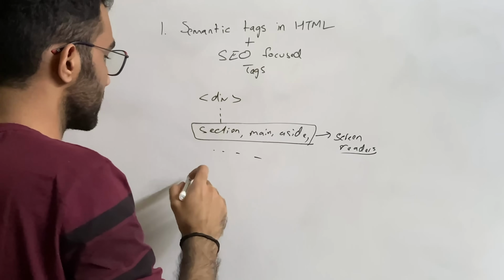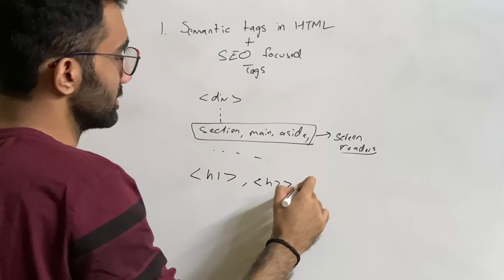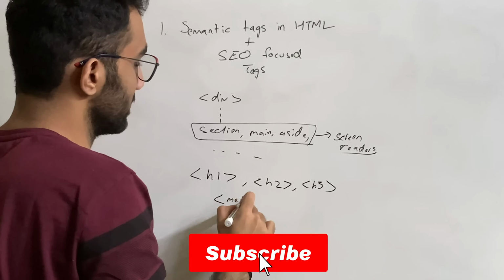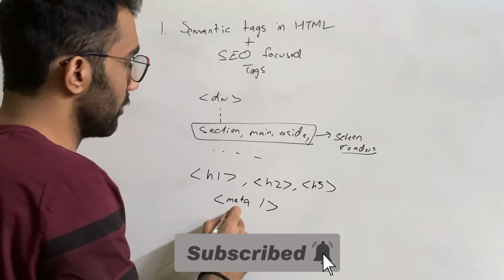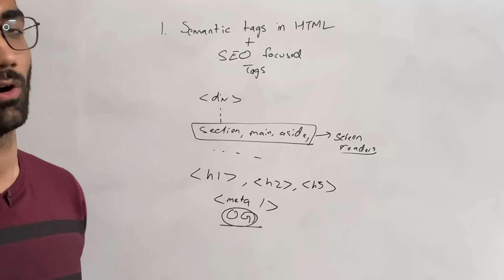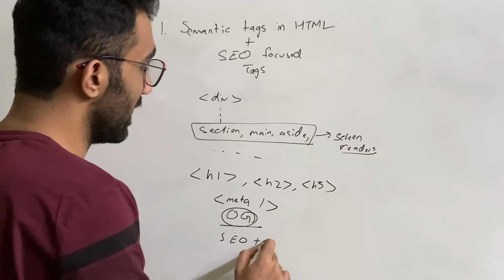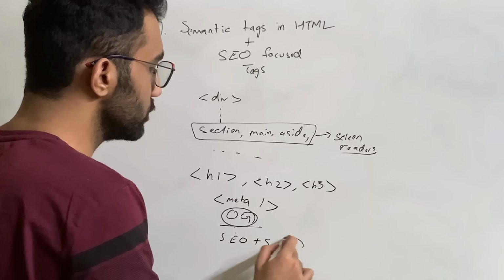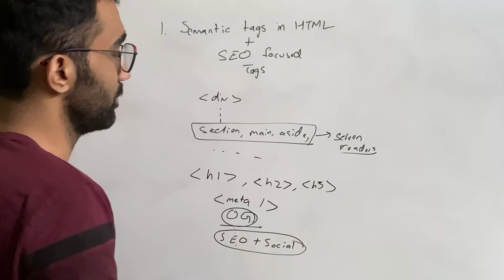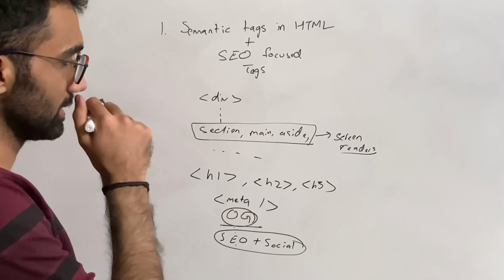When I say SEO focused tags, what I mean is using the correct H1, H2, H3 headings and the meta tags for description and the title of the page, making sure you have the open graph tags enabled so that your HTML page works great on social media websites. So having all the SEO plus social media understanding, like what these websites or search engines expect you to write in your HTML code, is also HTML understanding, right?